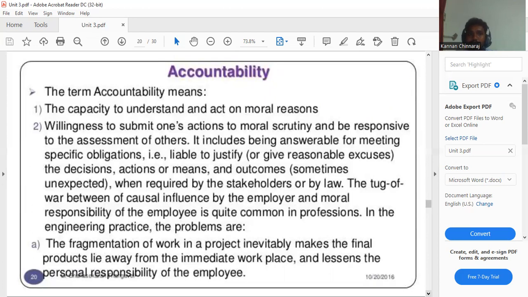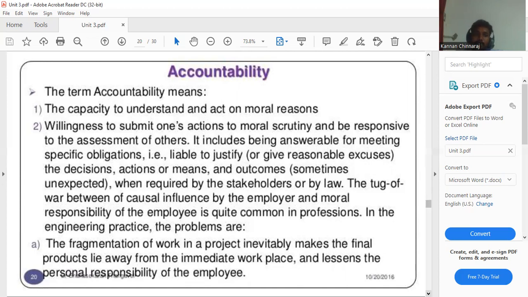Accountability. The term accountability means the capacity to understand and act on moral reasons, and willingness to submit one's actions to moral scrutiny and be responsive to the assessment of others. It includes being answerable for specific obligations, being liable to justify or give reasonable excuses for decisions, actions, means and outcomes, sometimes unexpected. When required by the stakeholder or by law, the tug of war between a casual influence by the employer and moral responsibility is quite common in the engineering profession.